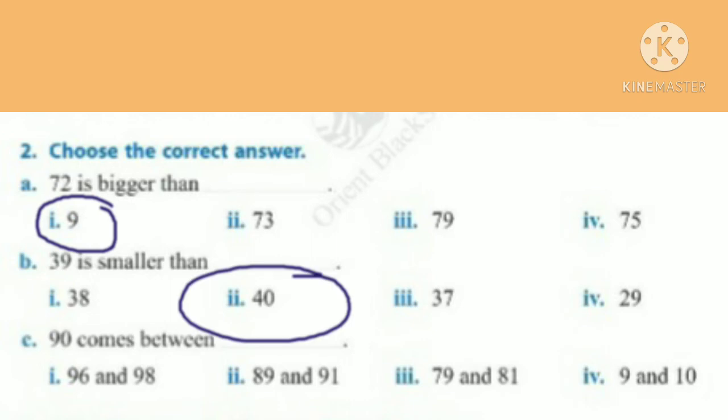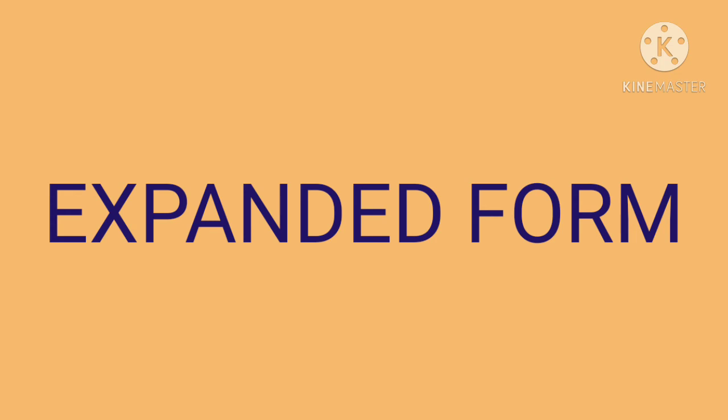The next question, 90 comes between dash. Our options are 96 and 98, 89 and 91, 79 and 81 and 9 and 10. We know 90 comes between 89 and 91. Is it clear?